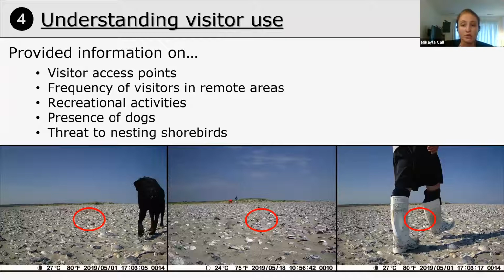In these photos, you can see that visitors pass through shorebird breeding territories, sometimes passing rather closely to a nest, which I have circled in these photos with a red circle. Overall, this information can be useful to improve management of visitors on the island in order to reduce the human threat to breeding shorebirds, such as providing information on where symbolic fencing should be placed.